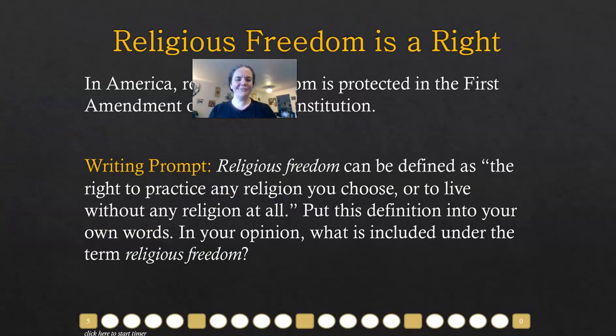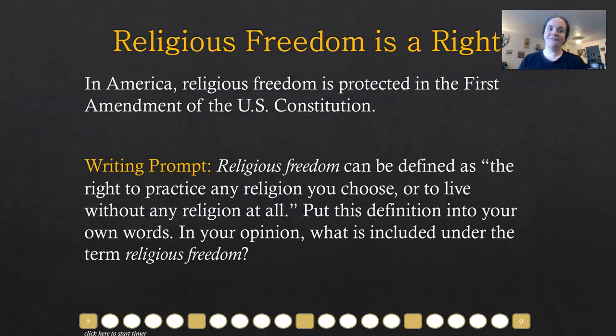So this is where we start talking about freedom of religion, right? So religious freedom is a right. In America, religious freedom is protected in the First Amendment of the United States Constitution. Literally right after the Establishment Clause, like, yeah, Congress shall make no law. Anyway, you'll see.